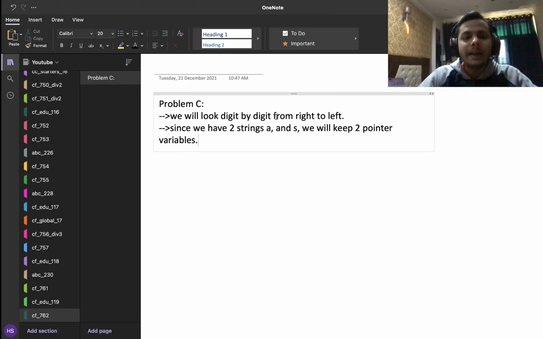Right, so we will keep I and J, where I points to the last digit of A that we are currently looking at, and J points to the last digit of S that we are currently looking at, right? So let's say that these variables are I and J. Now, how exactly are we going about this two pointer approach? So we are looking at the ith digit of A and the jth digit of S, right?